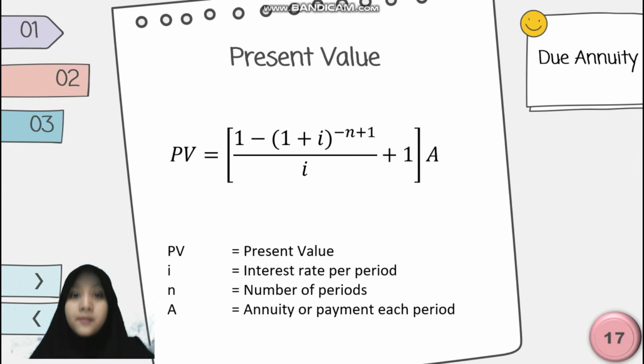To find the present value of the annuity, the formula is PV equals (1 minus (1 plus I) to the power of negative (n plus 1)) divided by I, plus 1, times A. PV is the present value, I is the interest rate, N is the number of periods, and A is the annuity or payment.